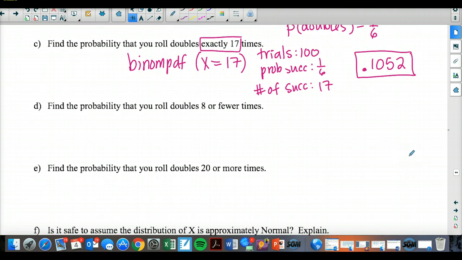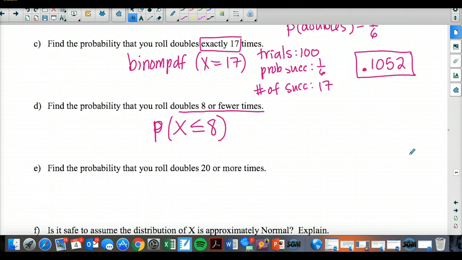All right, D, find the probability that you roll doubles 8 or fewer times. So is that still binomial, because we have 100 trials? Is that CDF or PDF? CDF, because it's 8 or fewer. So we want the probability that x is less than or equal to 8.